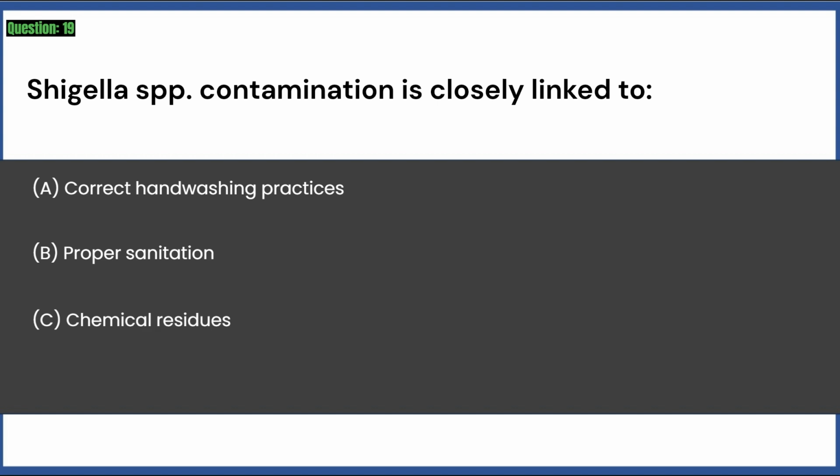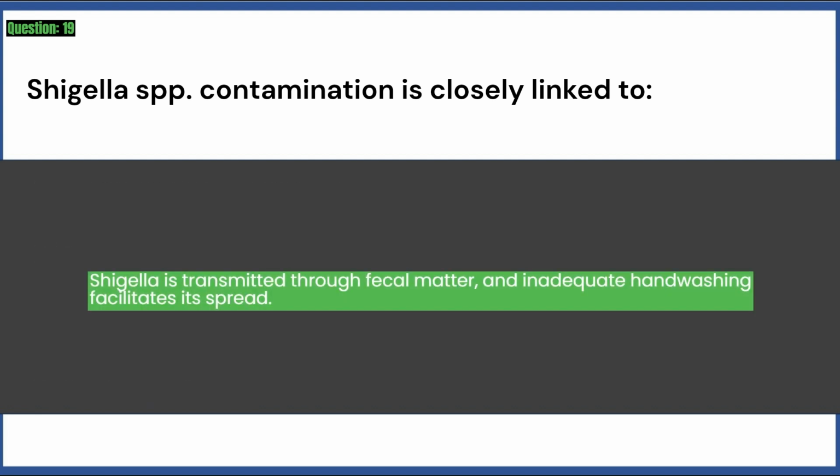Shigella spp. contamination is closely linked to: A. Correct handwashing practices. B. Proper sanitation. C. Chemical residues. D. Fecal contamination. Answer: D. Shigella is transmitted through fecal matter, and inadequate handwashing facilitates its spread.